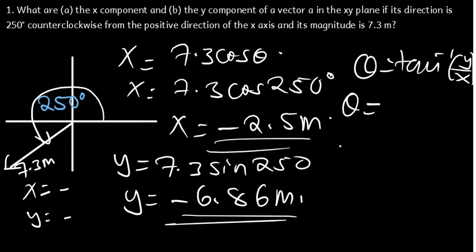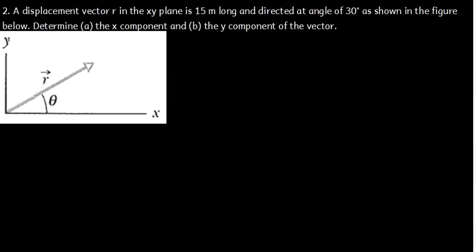Let's go to the next question. Our next question is: the displacement vector r in the xy plane is 15 meters long and directed at an angle of 30 degrees as shown in the figure below. Determine the x and y components of the vector.